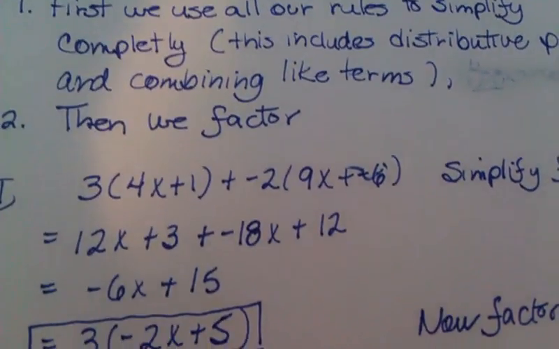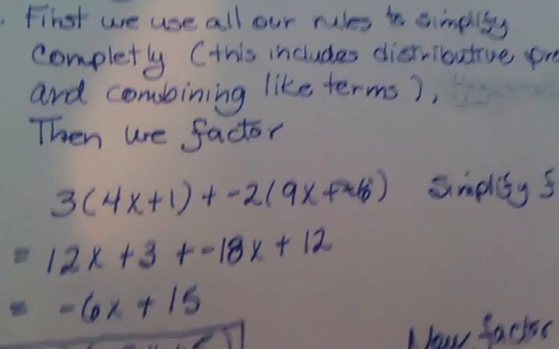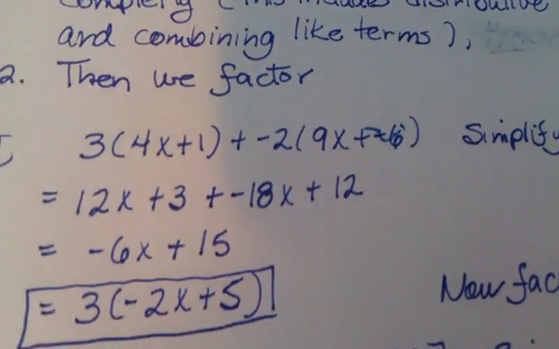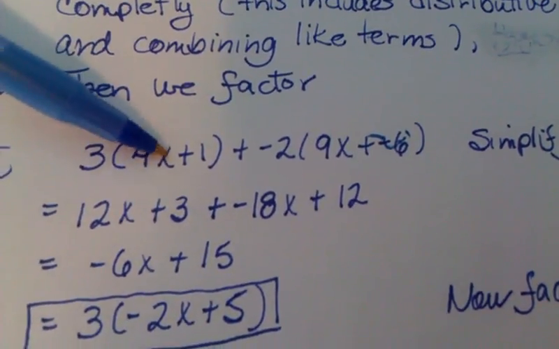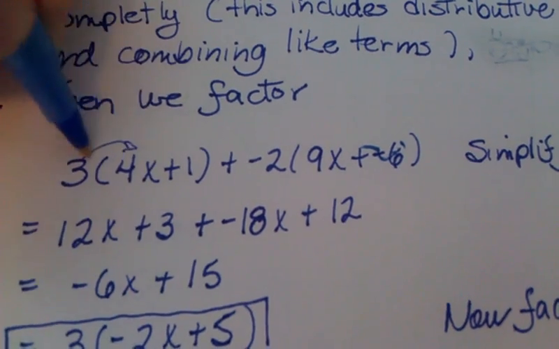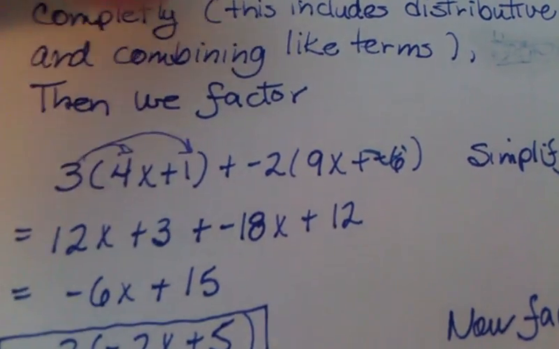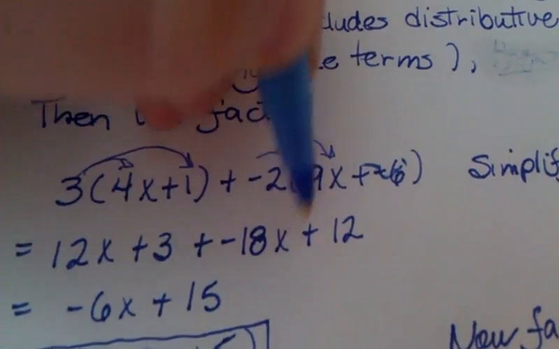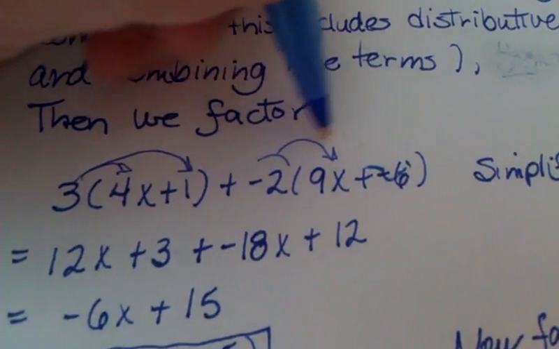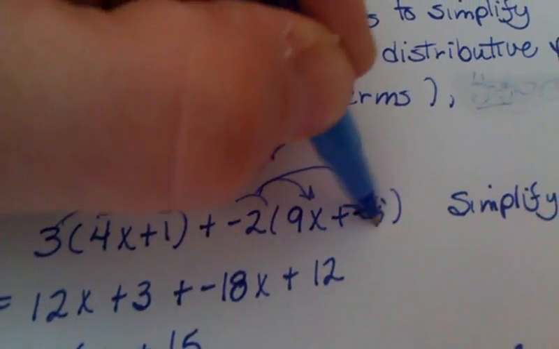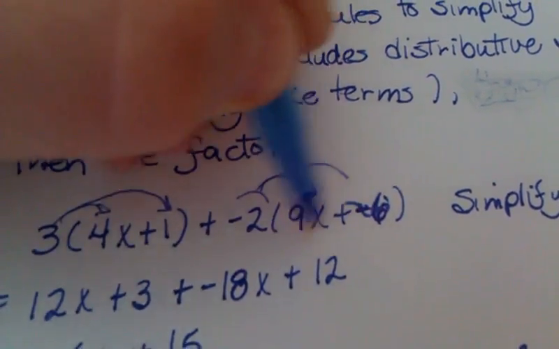So our first step, here's an example, is to simplify. So we're going to simplify by first using our distributive property. So I will go 3 times 4x and get 12x, and then 3 times the 1 and get 3. And then I'll take that negative 2 times 9x and get a negative 18x, and a negative 2 times, this should be a negative 6 right here. So a negative 2 times a negative 6, and that will give me a positive 12.